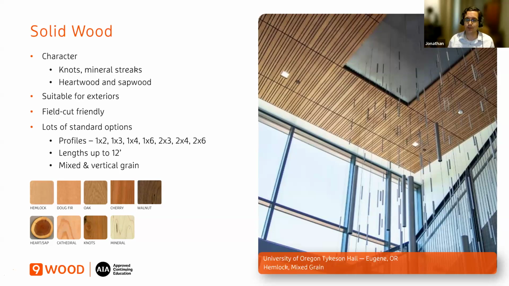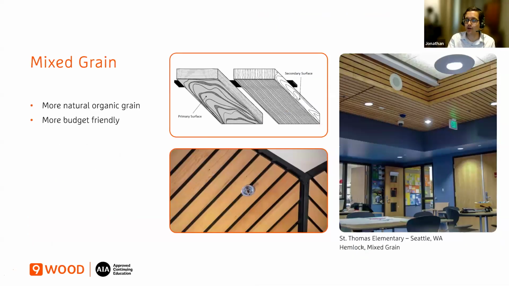And there's lots of options with solid wood. You have profiles from a 1x2 to 2x6, lengths up to 12 feet. That can vary a little bit depending on the species. And you have two grain choices, and I'll cover those now. Mixed grain, which is available in all wood species. The diagram really shows what you're getting into here.